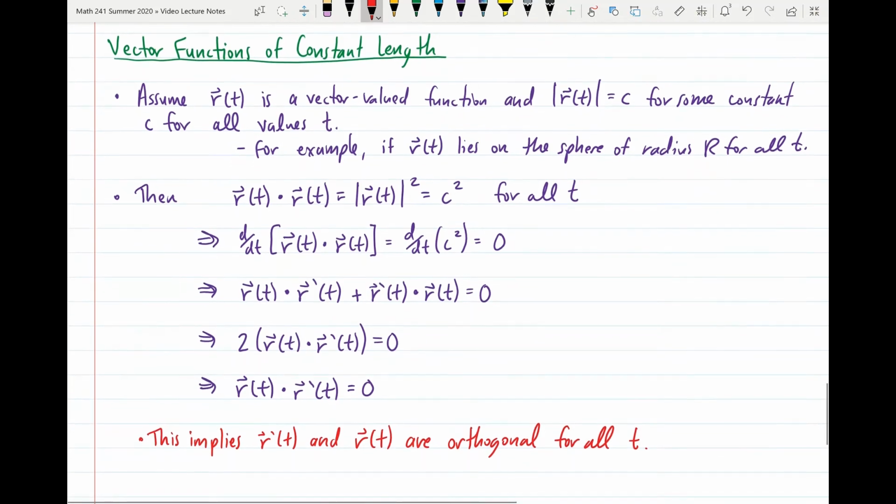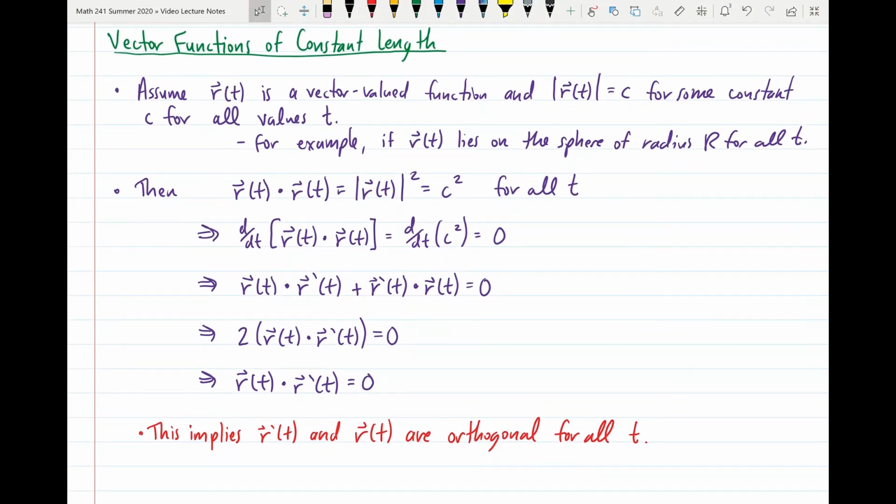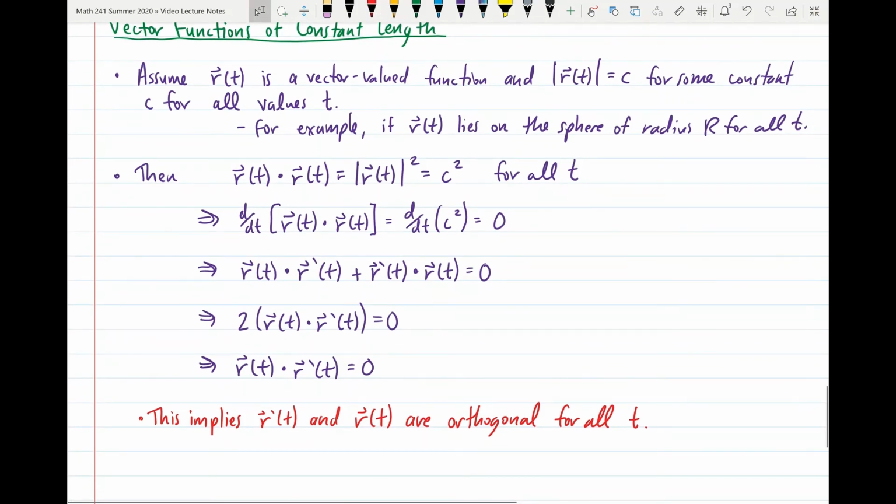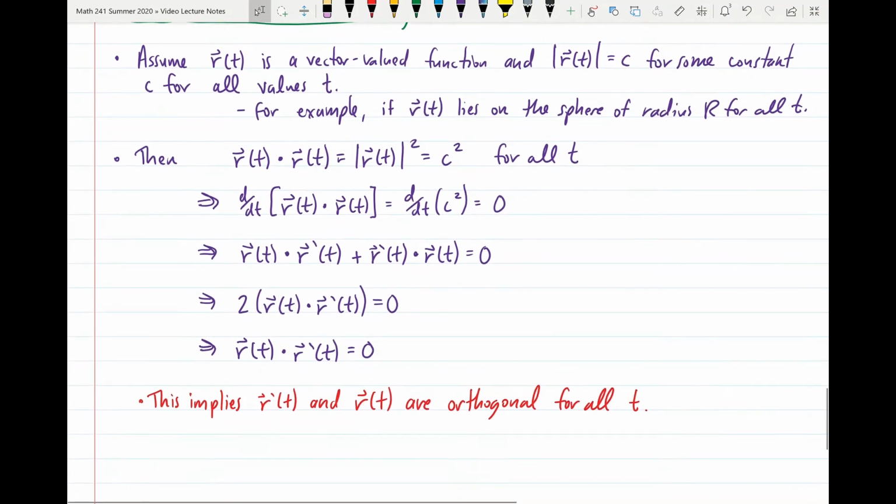So an example of such a vector valued function would be any vector valued function that traces out a curve lying on a sphere, right? Because if it's tracing out a curve on a sphere, then each of the points on the curve is going to have the same distance from the origin. So the magnitude of all of the position vectors are going to be the same.